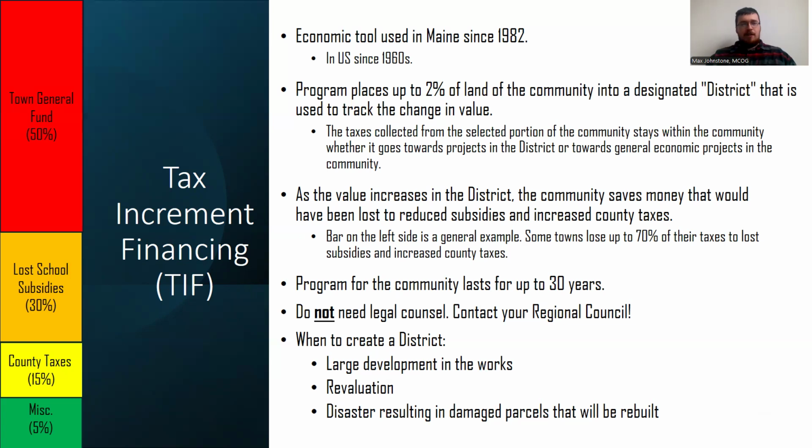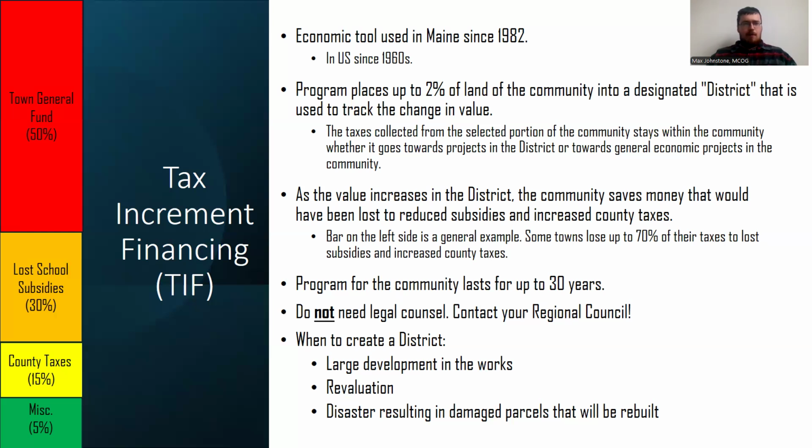What this program does is the town comes together and selects up to 2% of the land that is in the community and creates a district. And that district is what the town will track any increases in value over a 30-year period. And as the taxes are being collected from those selected parcels, all the revenue from those 2% that is selected will stay in the town, and it specifically goes towards projects that are either in that district or for general economic development in your town.